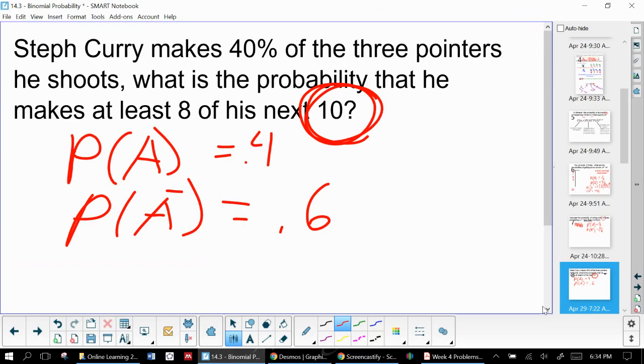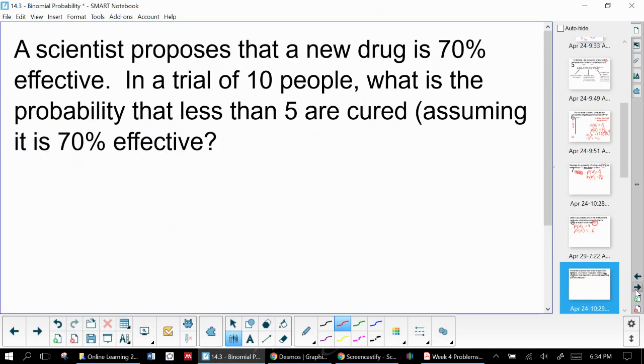Okay, one more little interesting question: why would we care about this stuff in real life? So we've got a scientist that proposes that a new drug is 70% effective. In a trial of 10 people, what is the probability that less than 5 are cured? And again, we're assuming that he's right, assuming that it's 70% effective.